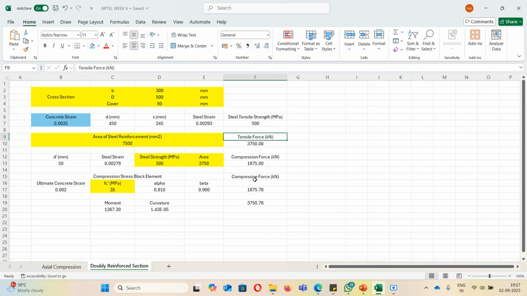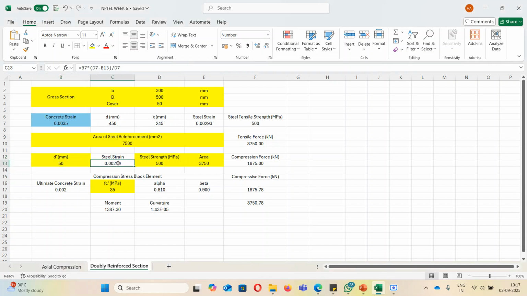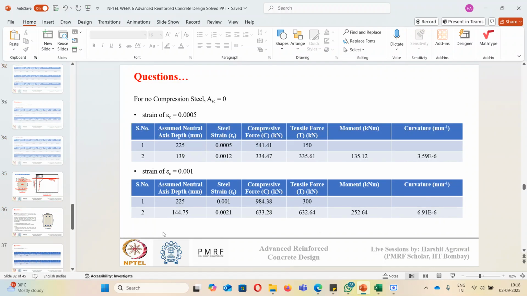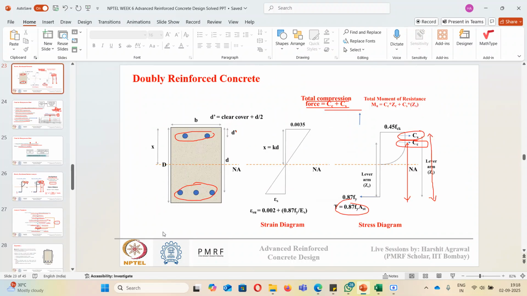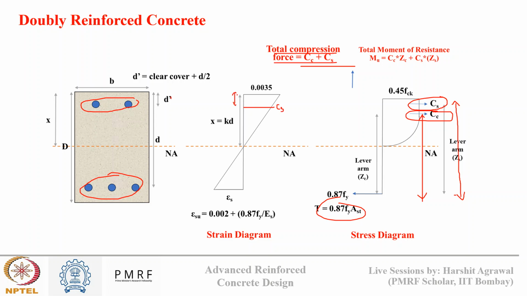Now what about steel in the compression side? So I know the cover for steel in the compression side, d dash I know. I can calculate the strain in the steel in the compression side also. How will you do it? Again from strain compatibility. So if you see this strain relationship, what will happen? At the depth d dash, I have my compression steel.